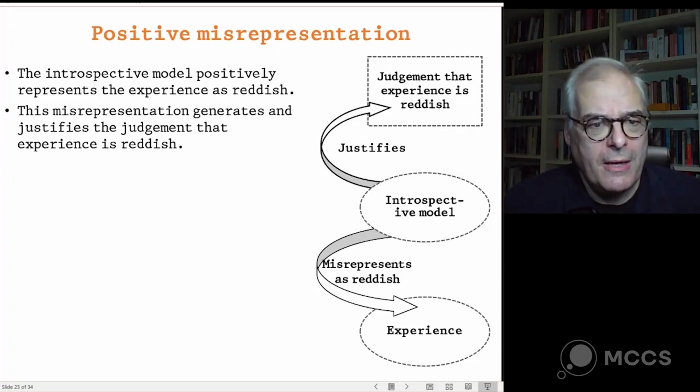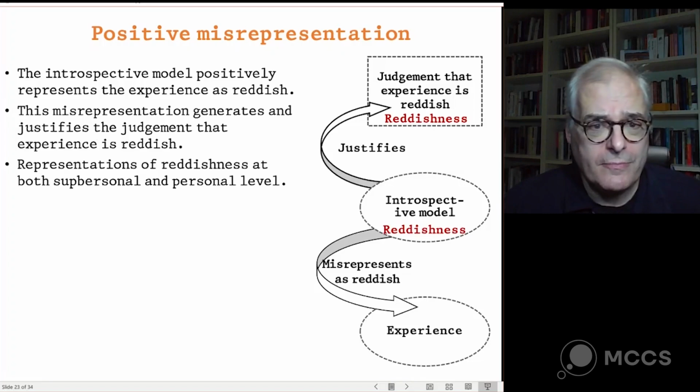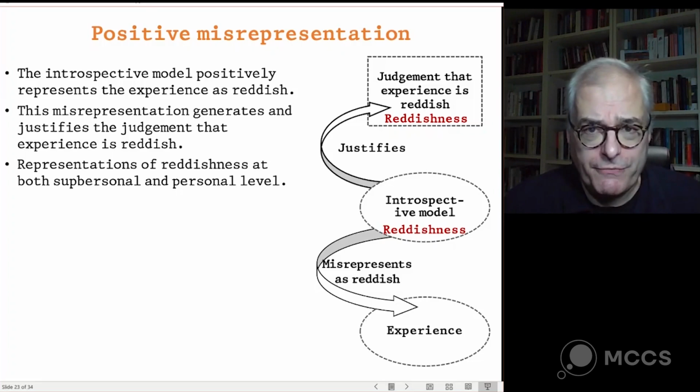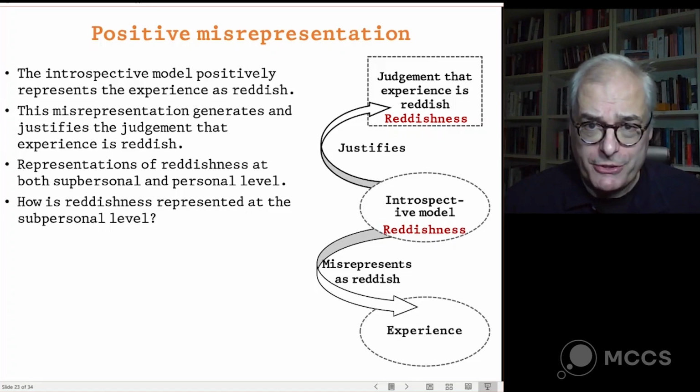So in this case, the misrepresentation both generates and justifies the judgment that experience is reddish. And so on this story, we're going to need representations of reddishness at the personal level, a phenomenal concept of course, and we're also going to need subpersonal representations of reddishness, positive representations of phenomenality at the subpersonal level. And now, of course, the phenomenal representation problem really comes back to bite us. How is reddishness represented at the subpersonal level?